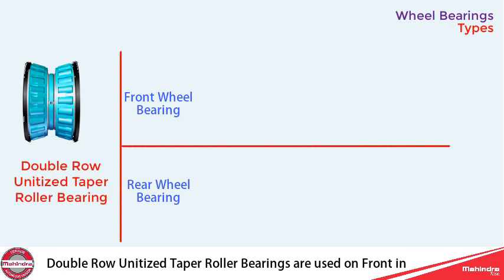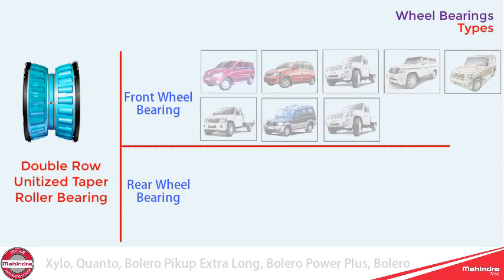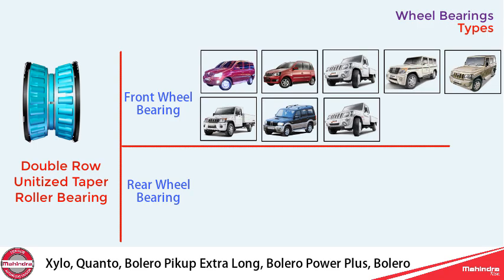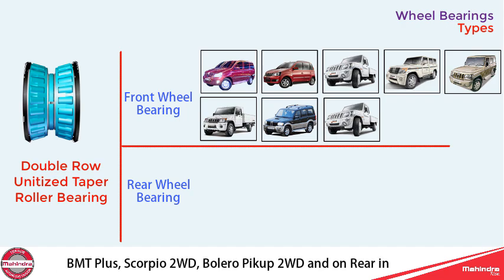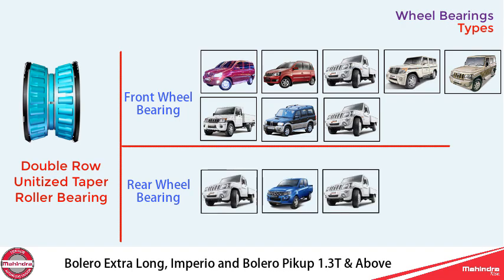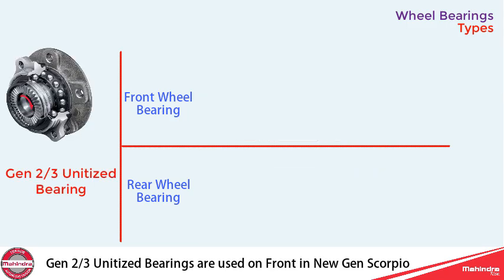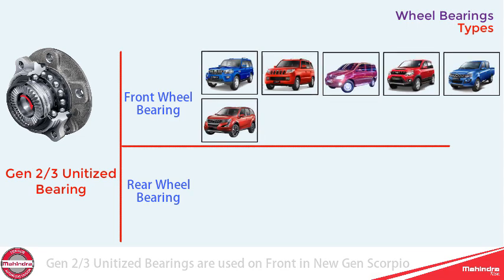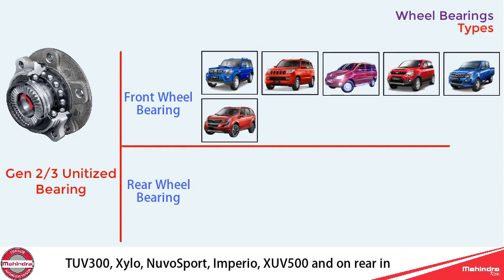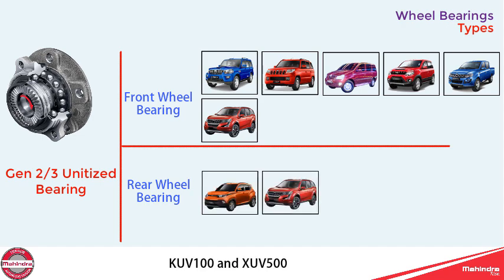Double row unitized taper roller bearings are used on front in Xylo, Conto, Bolero Pickup Extra Long, Bolero Power Plus, Bolero, BMT Plus, Scorpio 2-wheel drive, Bolero Pickup 2-wheel drive, and on rear in Bolero Extra Long, Imperio, and Bolero Pickup 1.3 ton and above. Gen 2 or 3 unitized bearings are used on front in new generation Scorpio, TUV300, Xylo, Neo Sports, Imperio, XUV 500, and on rear in KUV 100 and XUV 500.